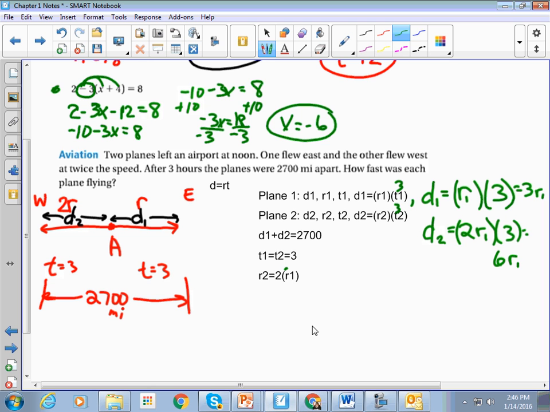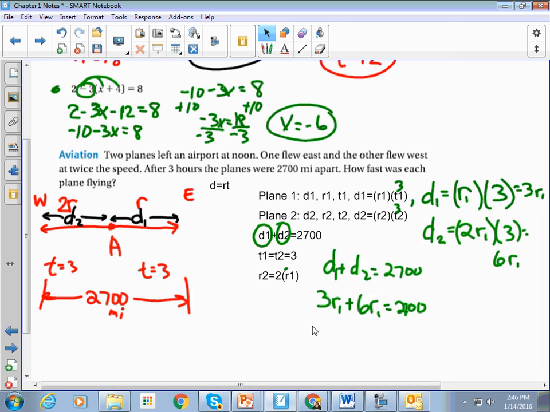The two of those added together, so I'm going to use substitution. I'm going to replace D1 with 3 times our rate 1, and D2 is 6 times our rate 1, and it's equal to 2,700. Now I have like terms: 3R1s plus 6R1s give us 9 rate 1 equals 2,700. I'm going to divide both sides by 9 to get rid of the 9 with the R.